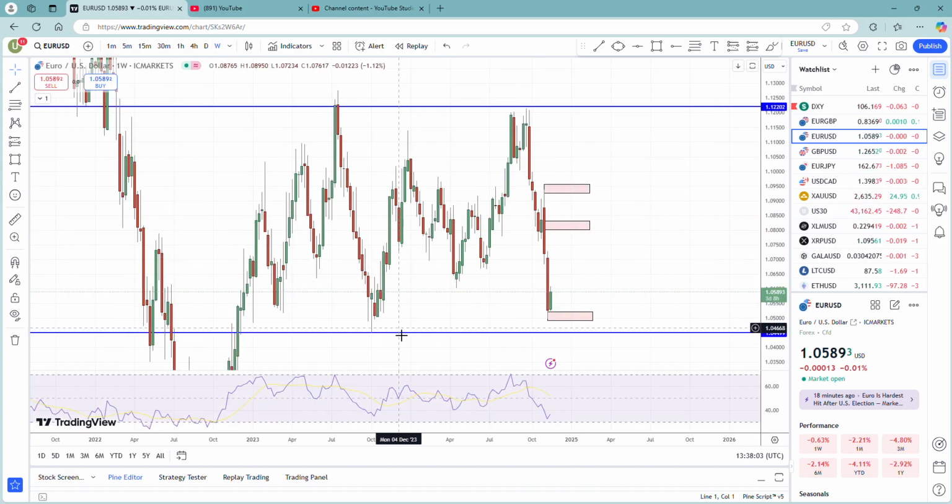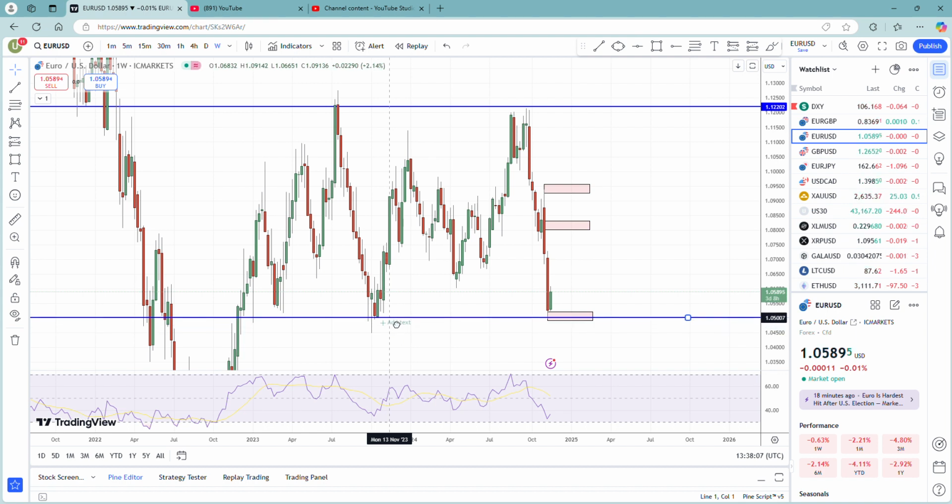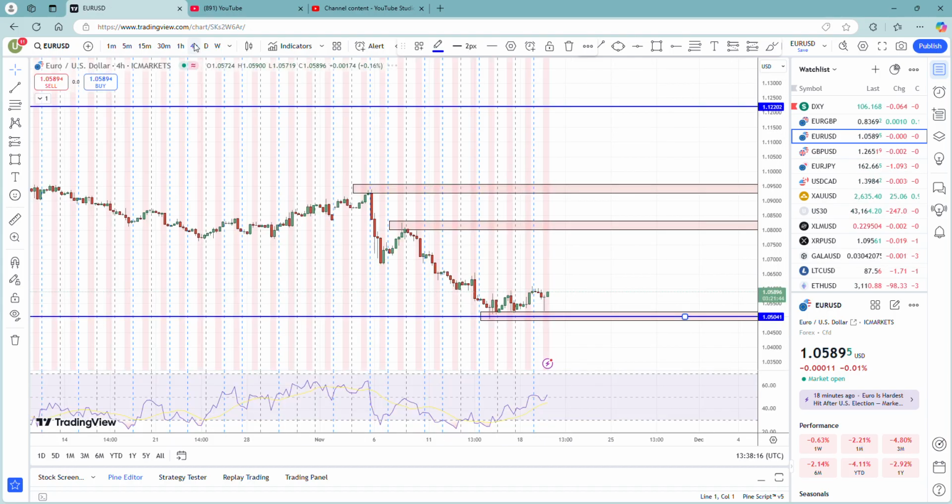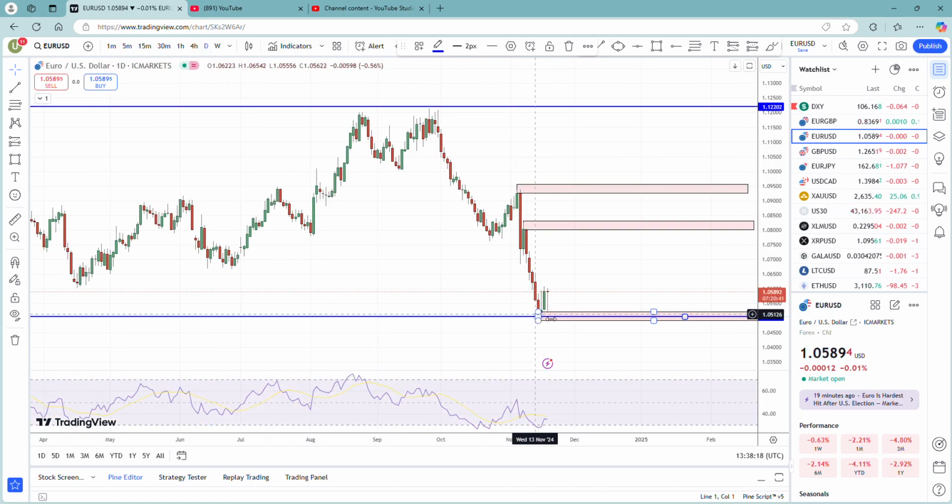So if you want to, you can include the wick or you can bring it up to the body. In this case, I'll bring it up to the body. It's more accurate. As you can see, price is rejecting the weekly and daily support level. If you go to the H4 time frame, you can see the daily is marked. You can see it's rejecting it.